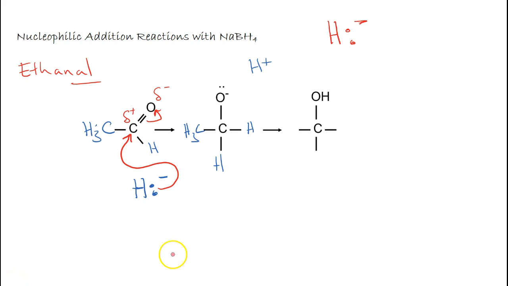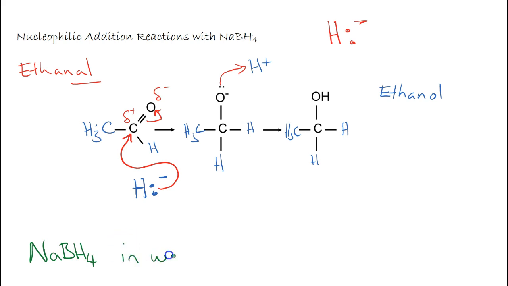We now have ourselves a tetrahedral intermediate, and the lone pair of electrons on the negatively charged oxygen atom here are going to donate their electrons to hydrogen ions, and we then end up with our product, which in this case is ethanol. The conditions for this reaction are we use sodium borohydride, and we do these in water with methanol present.